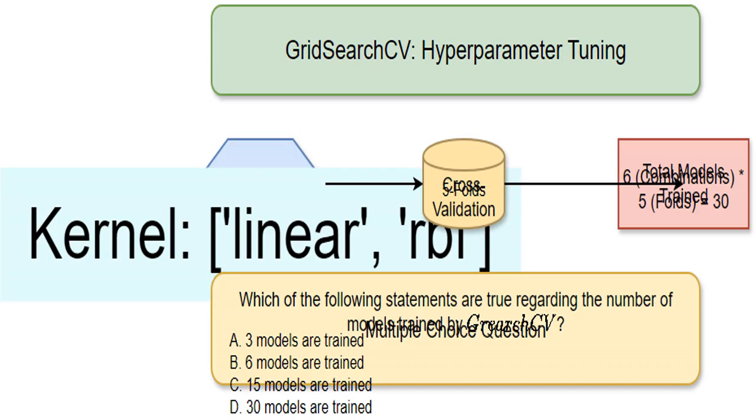This indicates that we are using 5-fold cross-validation. This means our data is split into 5 equal parts. For each model configuration, we train the model on 4 parts and test it on the remaining part. This process is repeated 5 times, each time using a different part as the test set. This helps us get a more robust estimate of the model's performance.